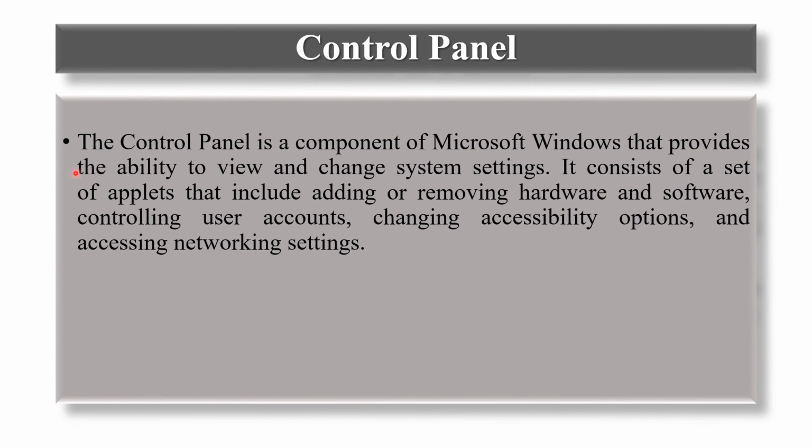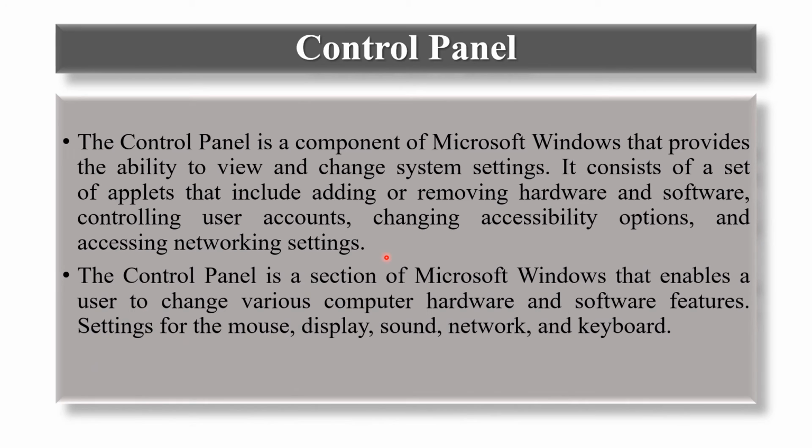Next is control panel. The control panel is a component of Microsoft Windows that provides the ability to view and change the system settings. It consists of a set of applets that include adding or removing hardware and software, controlling user accounts, changing accessibility options, and accessing networking settings. The control panel is a section of Microsoft Windows that enables a user to change various computer hardware and software features.